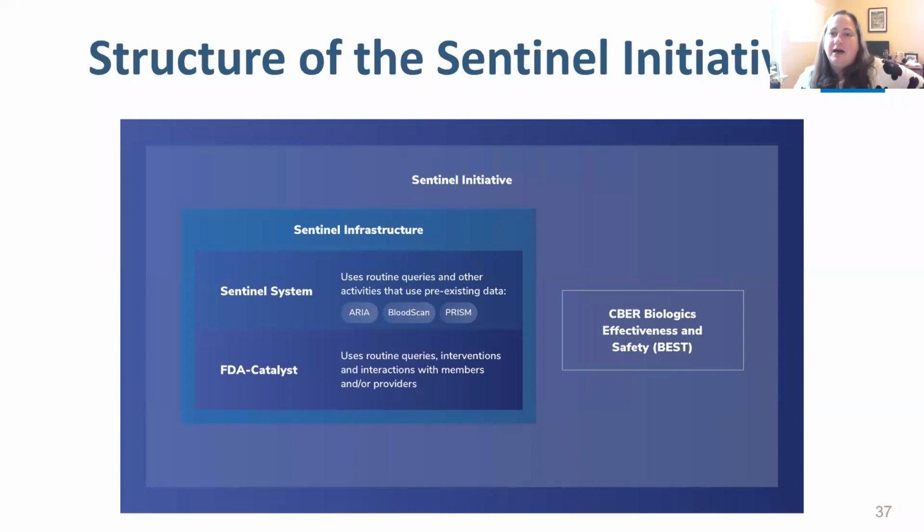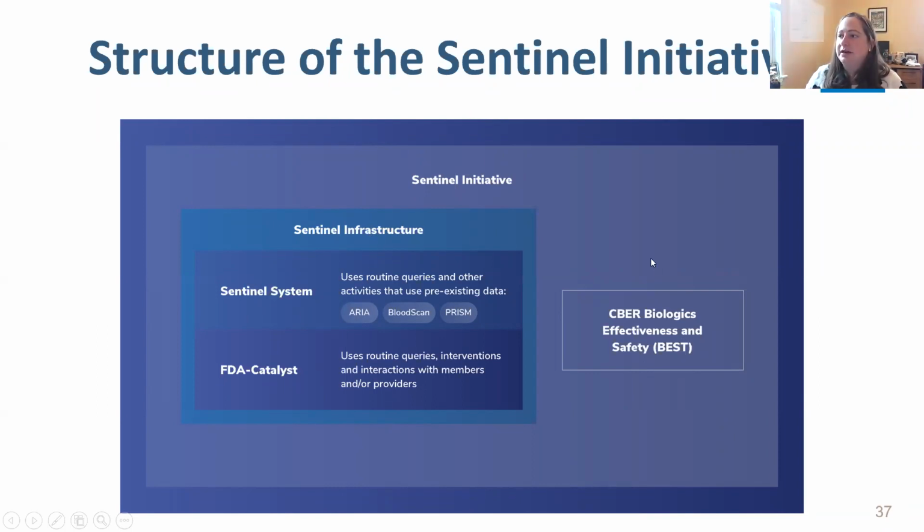Yeah. So the way FDA is set up, I'm in CDER, the Center for Drug Evaluation and Research. Biologics, or most biologics, are covered by CBER, the Center for Biologics Evaluation and Research. So we are largely separate, and I can't say that I know a lot about BEST. Technically, as the slide shows, it's part of the Sentinel initiative. I know this is sort of a lot of government speak. So we're over here in the Sentinel system, and ARIA is where I fall. We use the Sentinel infrastructure, which is those tools, the common data model, the data partners.